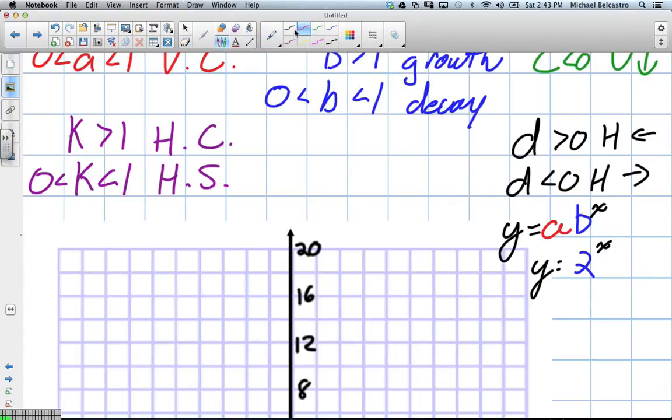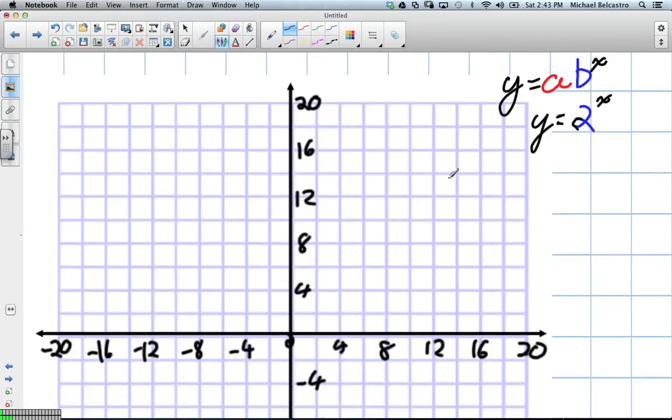Let's just graph what the original of this looks like. One way to do that, if you're not familiar with them, is you can make a quick table, an XY chart.